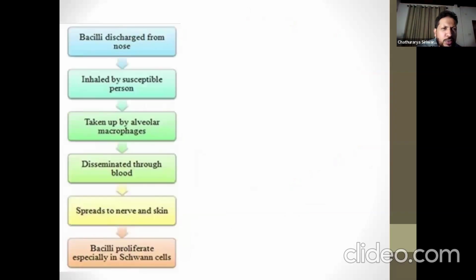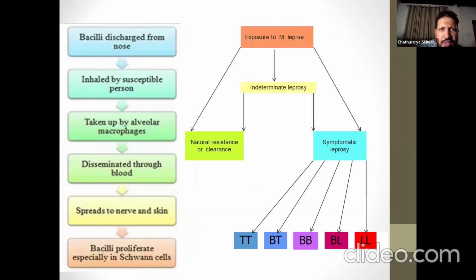So how do we get the disease? Speaking briefly on the pathogenesis, as I said, it's from an infected lepromatous patient, or a multibacillary patient as we call it, from their nasal and respiratory tract secretions. Once we inhale it, and if we don't have the proper immunity for it, our alveolar macrophages take it, and it's disseminated through the blood to the nerve and the skin. And they proliferate in the Schwann cells and can go on to produce the disease.